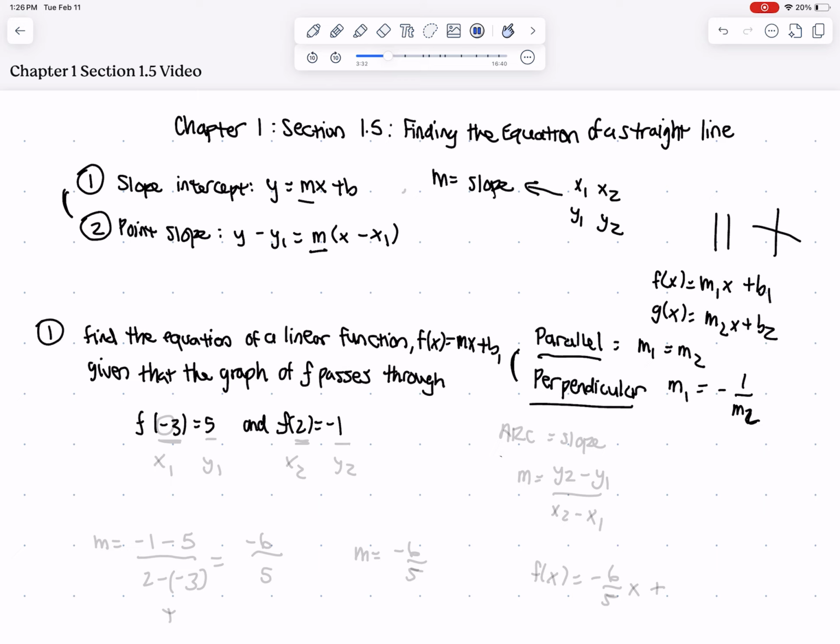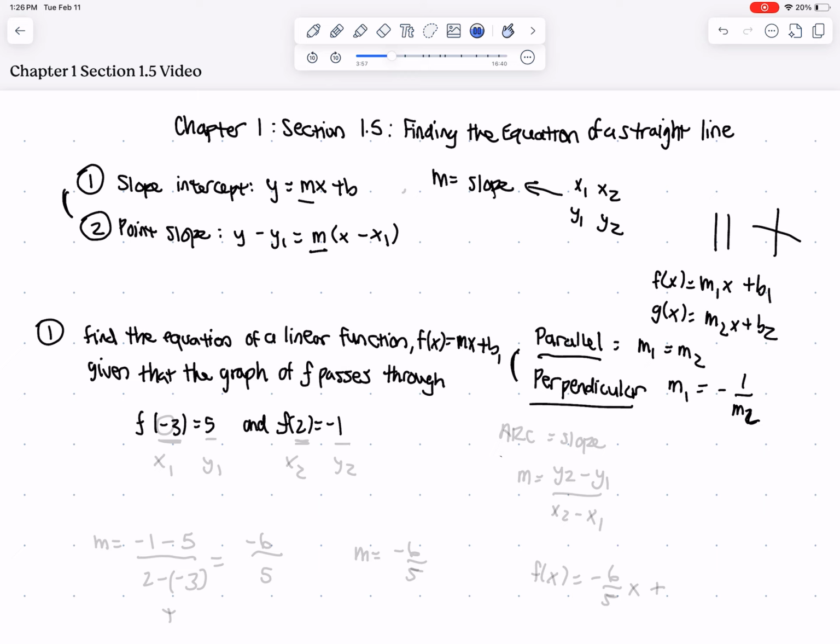Number one. Let me write it out. This first problem, find the equation of a linear function, f of x equals mx plus b, given that the graph passes through our points. This means that we will have to calculate our slope, and then we can either calculate via the slope-intercept or point-slope form. And how do we solve for a slope?